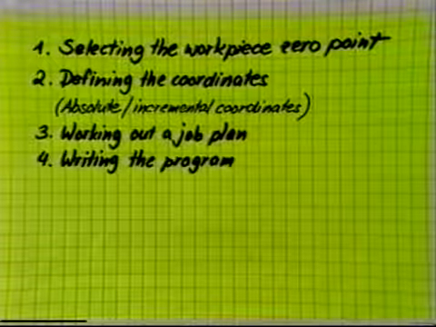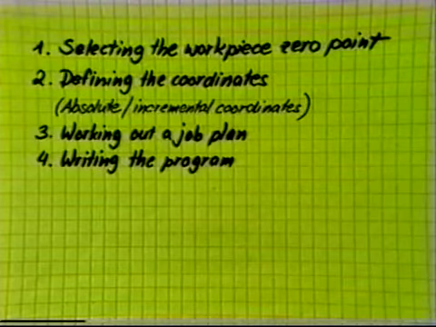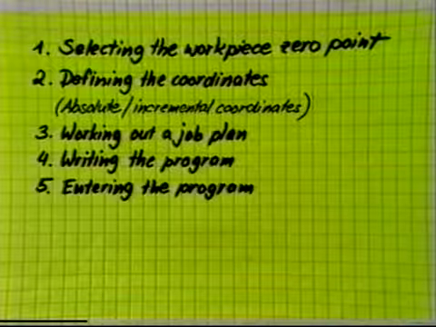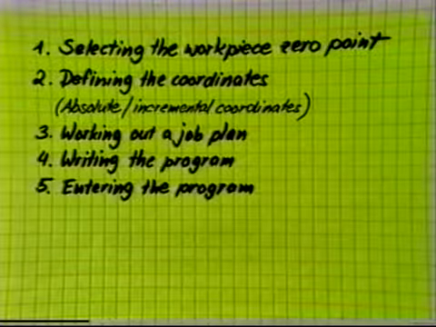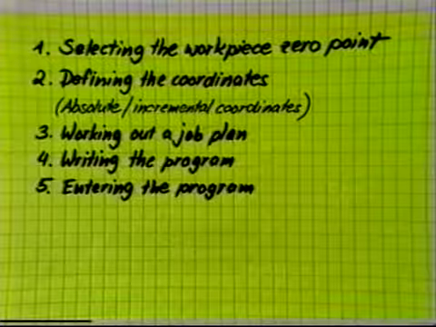Step 4, writing the program. The planned work steps must be translated into the machine language the control system understands. Step 5, entering the program. Now sit down at the control system and type in the program. With a little bit of practice, most programs can be generated directly on the control system.